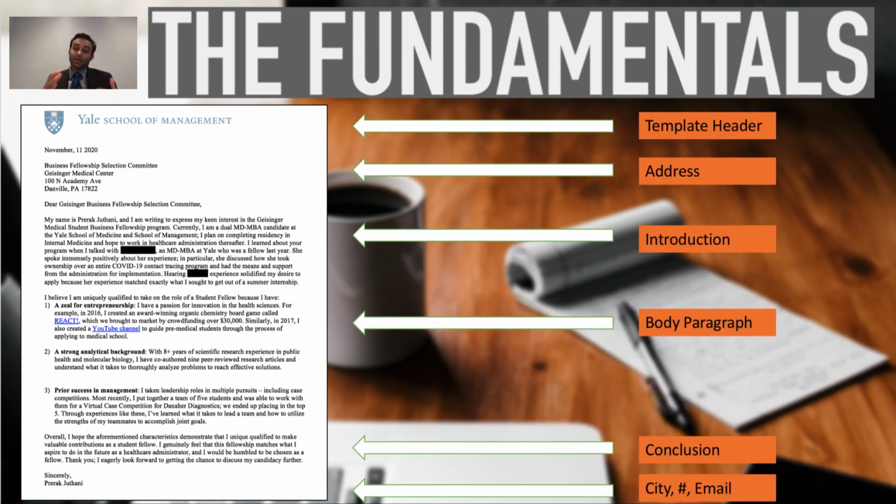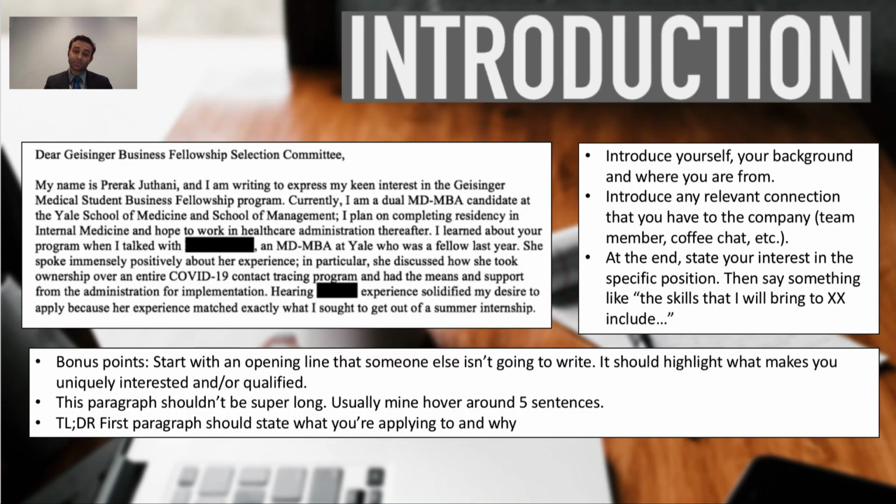So I told you that we're going to go through each of these steps one by one. The first thing is we went over the header and the address. Let's go into the introduction now. So the introduction, usually you want to introduce yourself, your background, and where you're from. Introduce whatever it is that brings you to this job process. So in this case, I would say I'm Prerak, I'm an MD/MBA student at Yale, and I have an interest in your job at Geisinger.